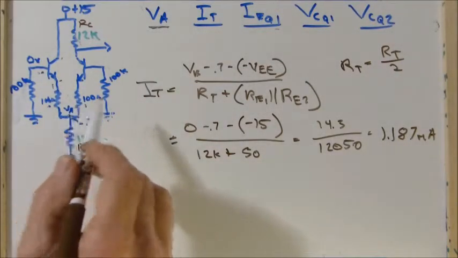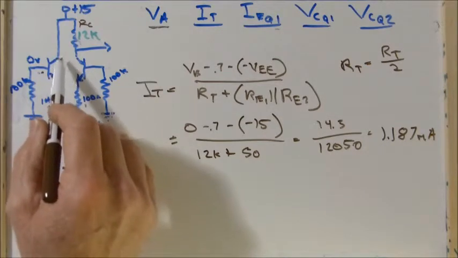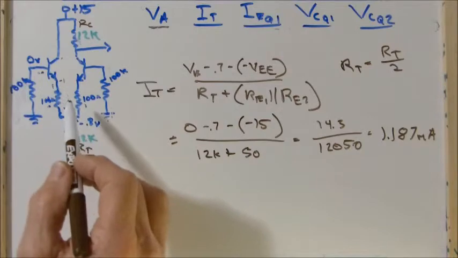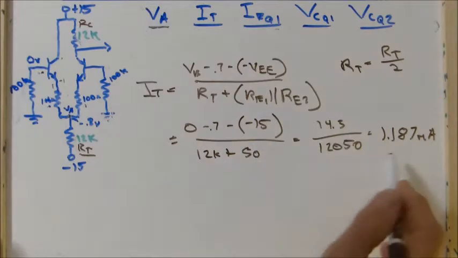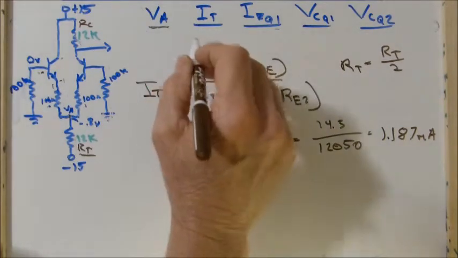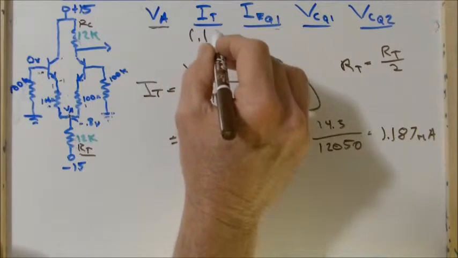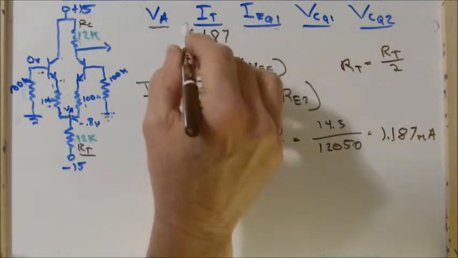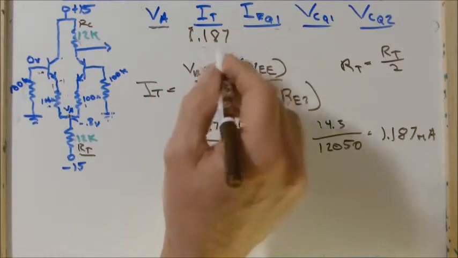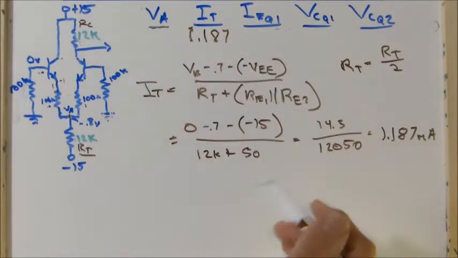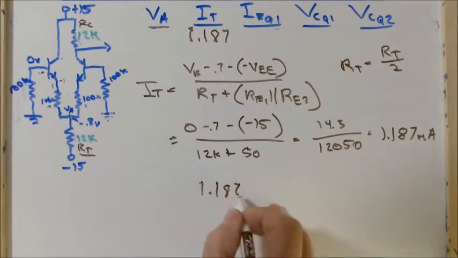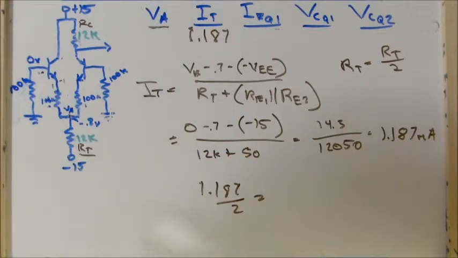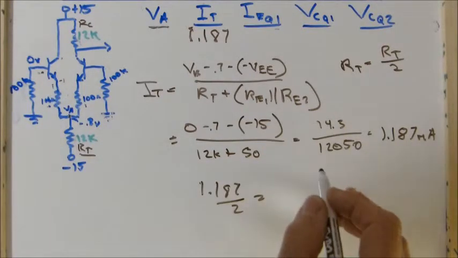Okay, now remember that current is divided. Half the current's traveling through Q1, the other half the current's traveling through Q2. So the current for Q1 is going to be half of that. So IT, I have 1.187. And if we were to round that to 3 significant digits, that would be 1.19. So we'll take that number, 1.187, divided by 2. We're going to get 593 microamps.